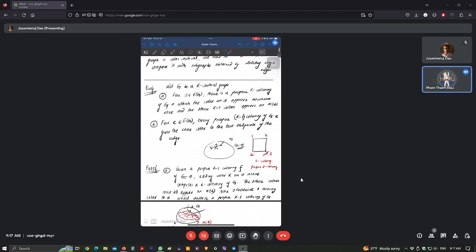I think this makes sense, because it is k-critical: if I delete one vertex, then the chromatic number will strictly reduce, right? So that is the reason. Similarly for an edge.